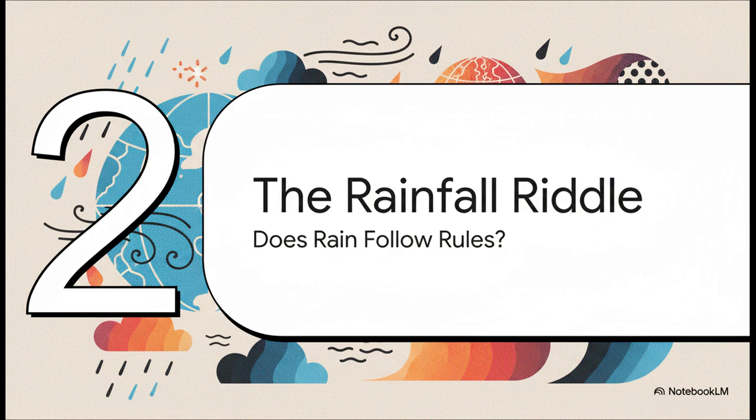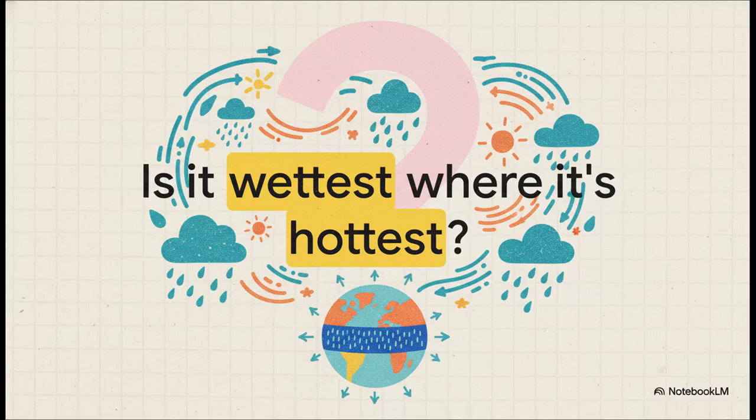Okay, so we've got this super logical, predictable pattern for temperature. It's all nice and organized. But that brings us to the real mystery here. Does rain follow the same rules? You'd think so, wouldn't you?